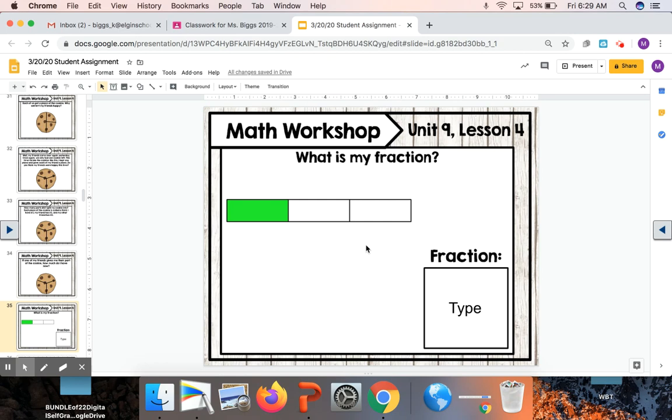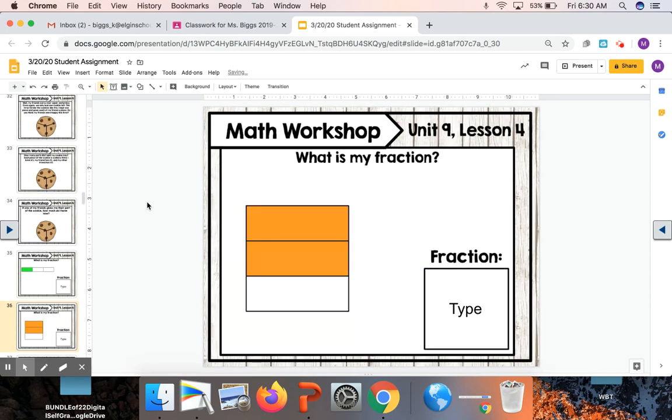So we're going to practice this. I have 1, 2, 3 parts in my whole and one part shaded in. What is my fraction? You're going to click in the box and type the fraction to show what we see in this shape.